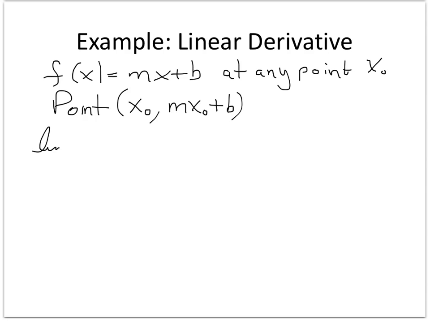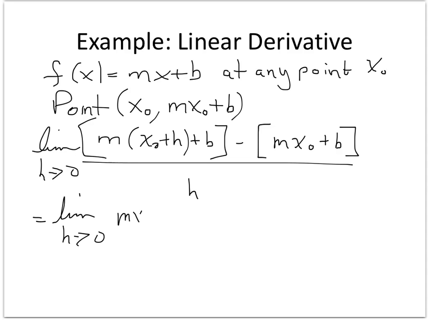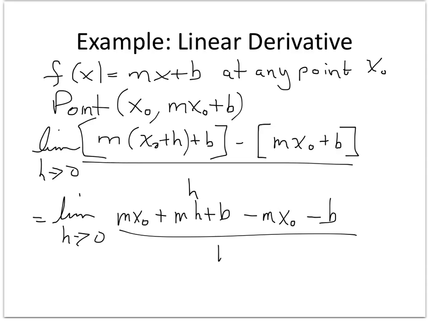Well, then I can take the limit of this, meaning m times my x naught plus h, because I'm still letting h go to 0, plus b. So that's my first piece. My second piece is where I plug in just the x naught. So I'm using the linear function, I'm just saying for any value of x now. And then, as you can see, if you distribute this out, you get m x naught plus m h plus b minus m x naught minus b, all over h.